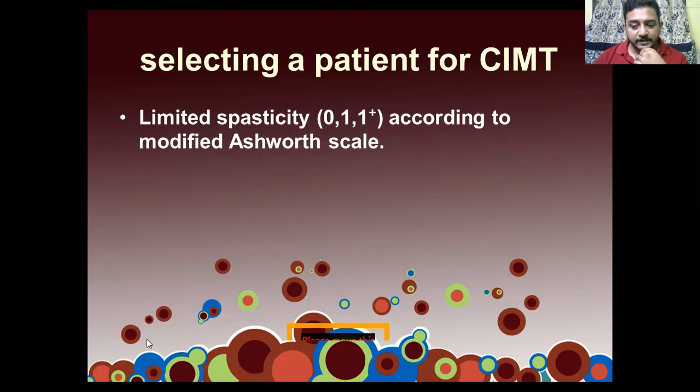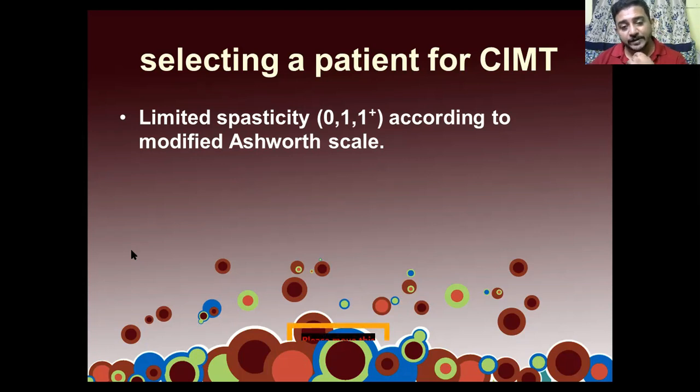But recently researchers have said that if there is spasticity, like a sort of clonus of the upper extremity, it is very difficult to put these patients onto CIMT. So this research came up in 2010, maybe later 2010, that spasticity should be limited.